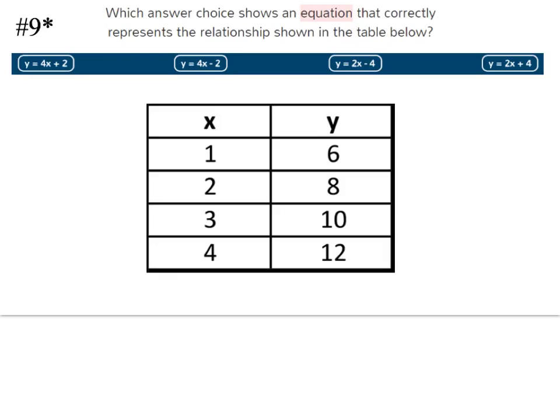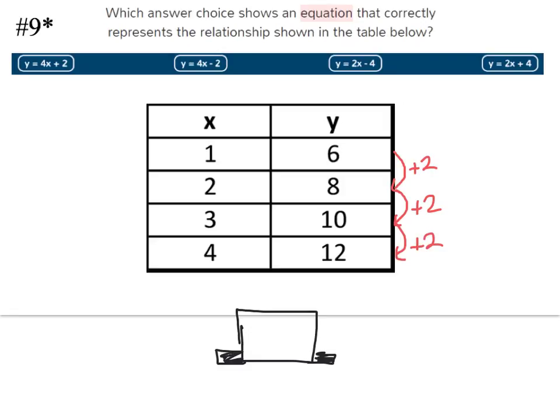Alright, for example 9, it says which answer choice shows an equation that correctly represents the relationship shown in the table. So the difference from this problem and the last problem is that the last problem gave us the rule. Now they're asking us to find it. So let's figure out the pattern. To get from 6 to 8, let's add 2. To get from 8 to 10, let's add another 2. To get from 10 to 12, let's add another 2.